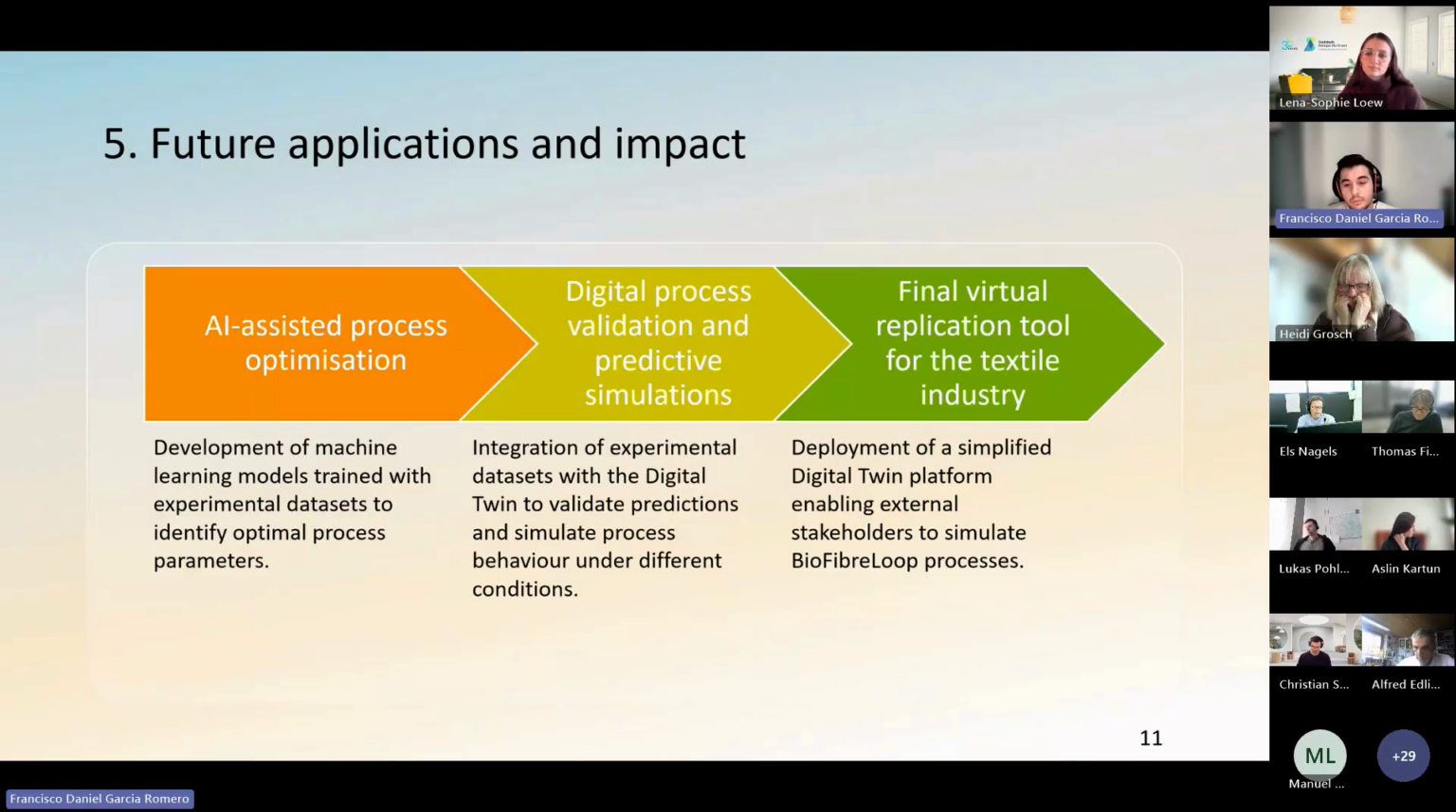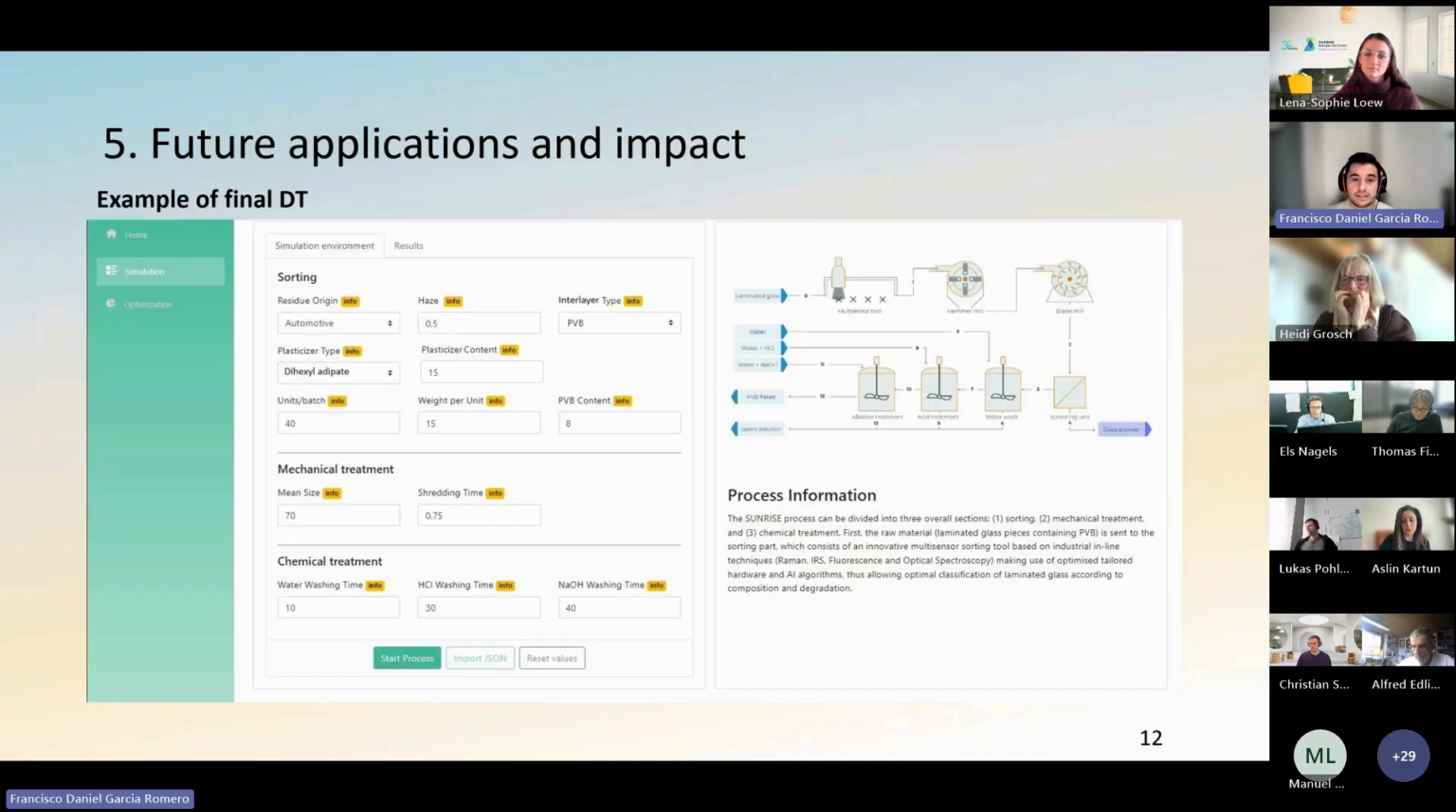And finally, we will build the virtual replication tool that will be used for the textile industry in general, for the stakeholders that want to simulate the BioFibreLoop processes. All of this will result in something like this, as I'm showing you. This is for another project, but as shown in the previous part of the webinar, this is the final user interface. Something like that should be the one that we will have for BioFibreLoop, where you can change parameters, you can see the process, and you can see the results and perform optimizations of it.